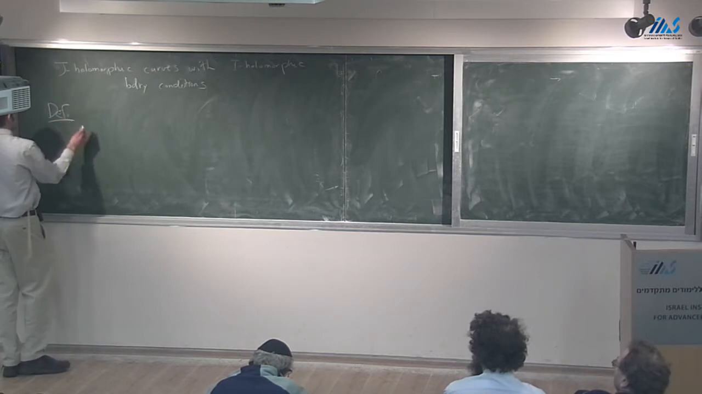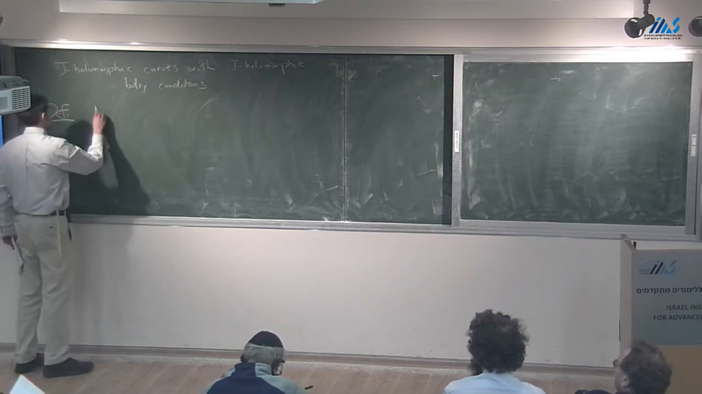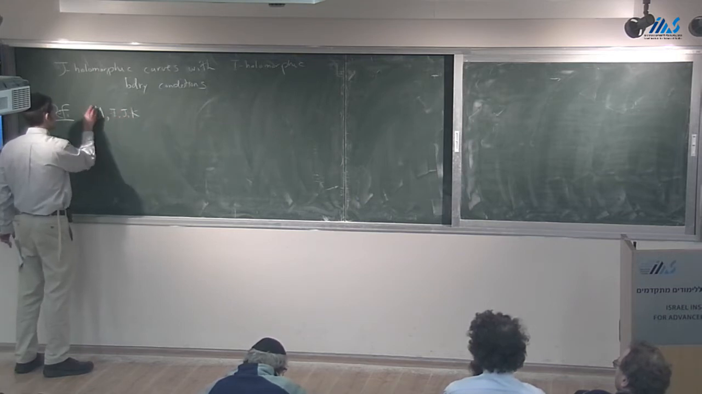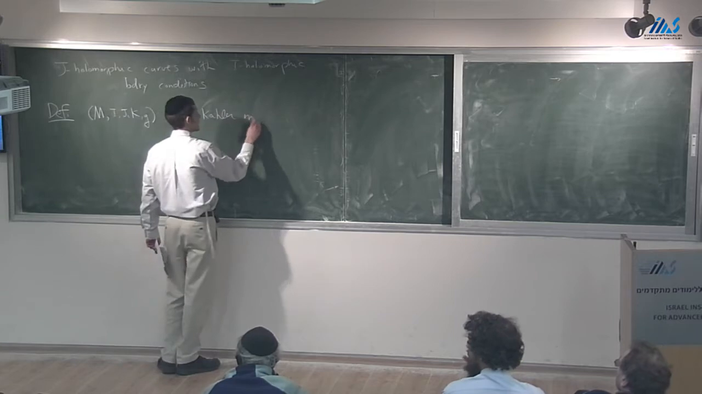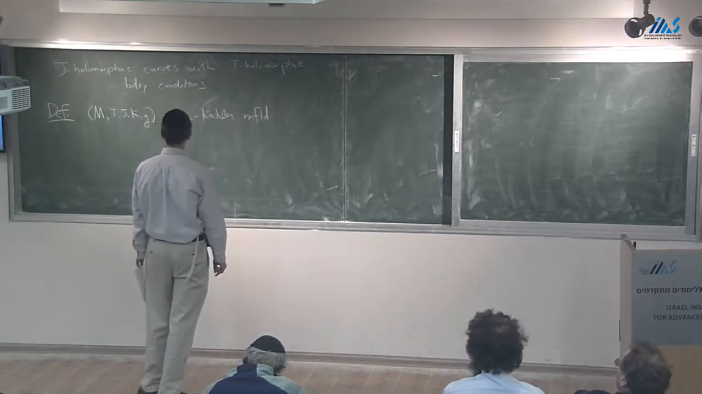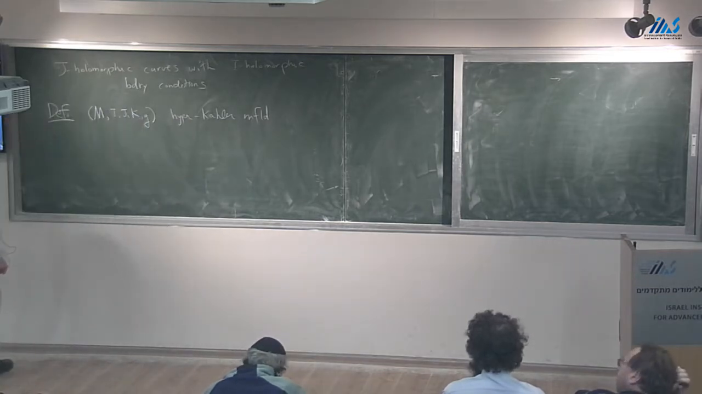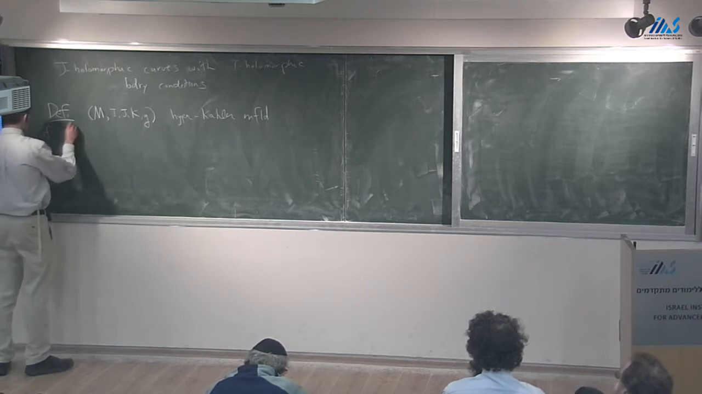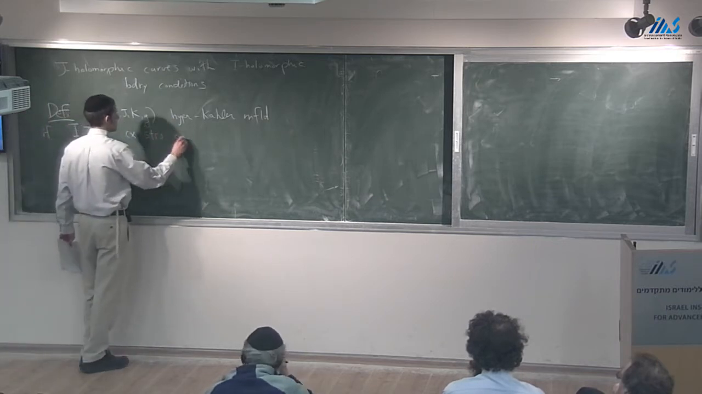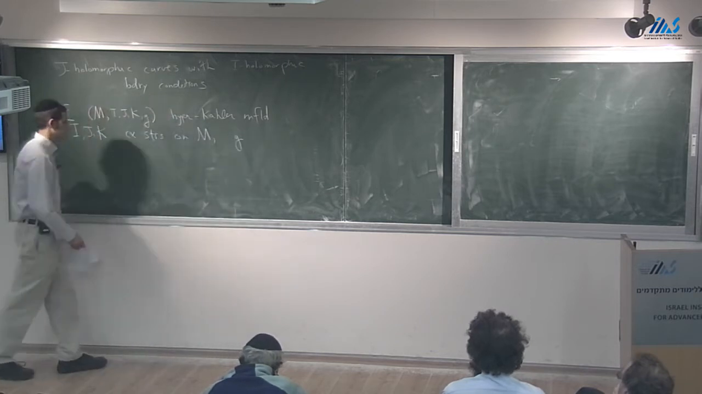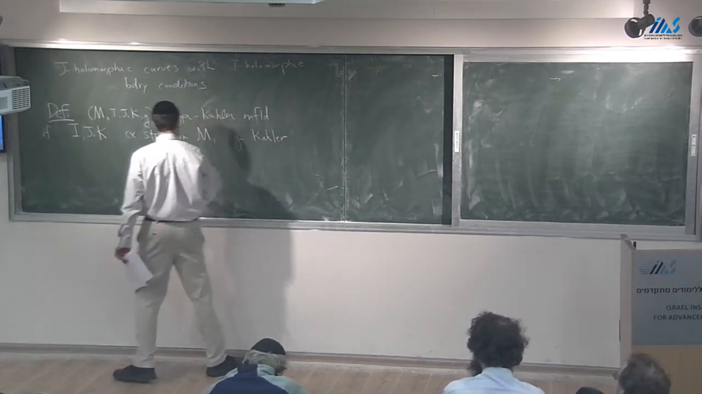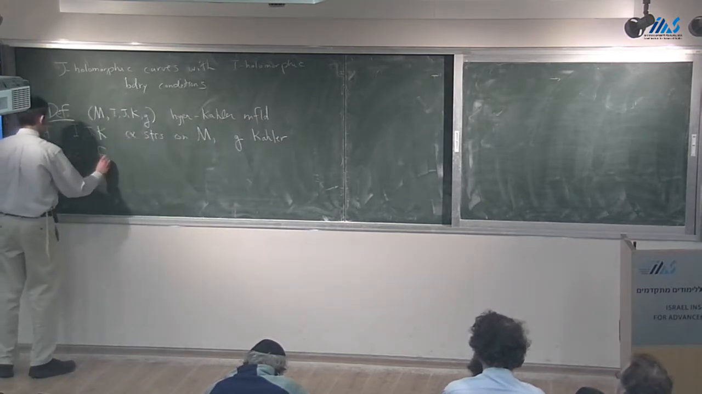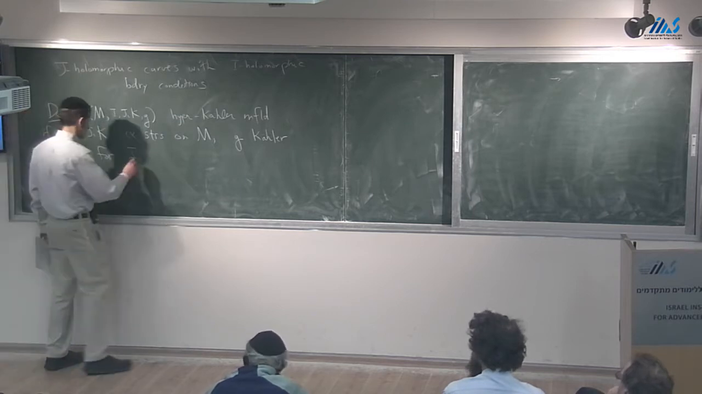So first of all, the definition is that (M, I, J, K, g) is a hyperkähler manifold, if I, J, K are complex structures on M, and g is a Riemannian metric which is a Kähler metric for I, J, and K simultaneously.